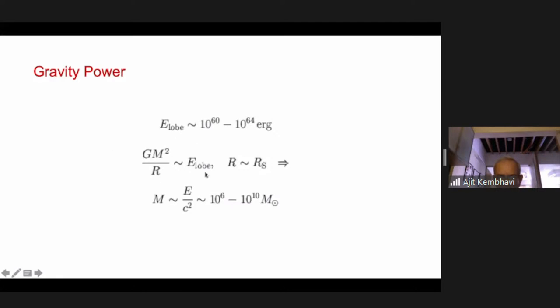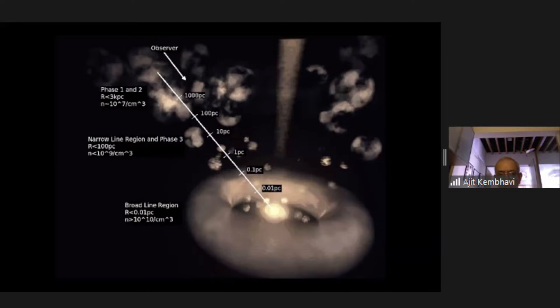If this energy is being released gravitationally, then the gravitational energy must be equal to the lobe energy, which requires a mass of 10 to the 6 to 10 to the 10 solar masses. And most amazingly, this is exactly the range of supermassive black holes that we are finding. So all the observations that I have now brought to your notice point to the existence of a very massive object at the center, from which the energy has to be drawn in some mysterious way. So this established the idea that there are supermassive black holes.